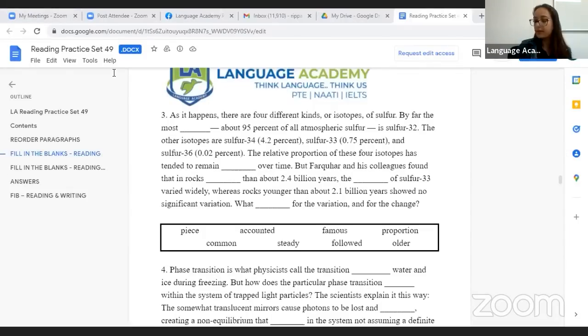Okay, should be done by now. And we have got a new winner, Tamanna. Congratulations. You have given the fastest and the correct answer. Very well done.